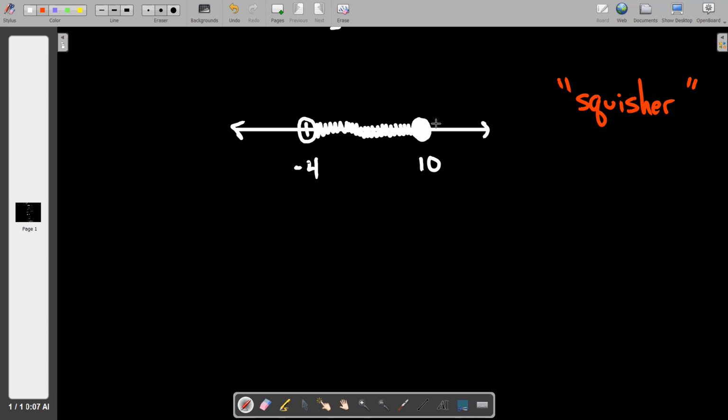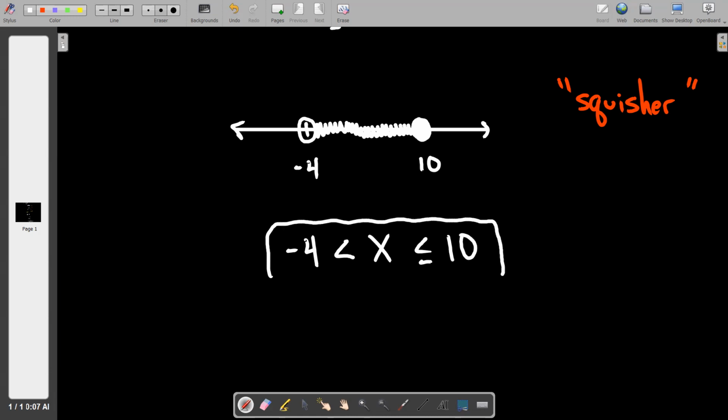It feels real sensible to me because do you see how all the numbers in the interval are being squished in between two ends? So a squisher like this has a really characteristic look. And the way you write a squisher in inequality notation looks like this. -4 is less than x is less than or equal to 10. Look at that thing. Isn't that beautiful? That's your inequality notation when you have both a starting and a stopping point on your interval.